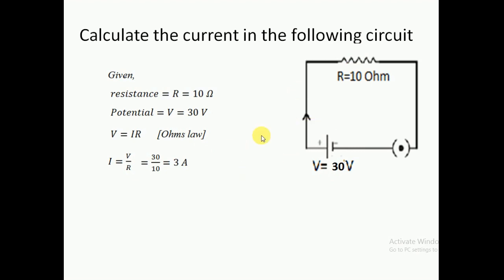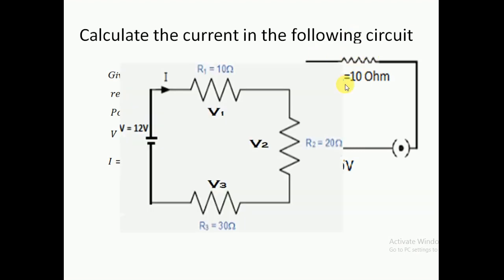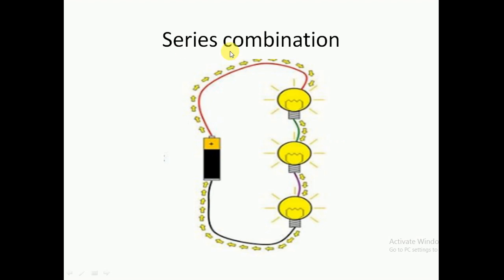But if you replace one resistor with several, as you can see they are connected in series, now we don't know how to solve this because we don't have a formula for 3 resistors. So this kind of question can be solved using combination of resistors. Before we derive the formula, let's understand what is series combination.